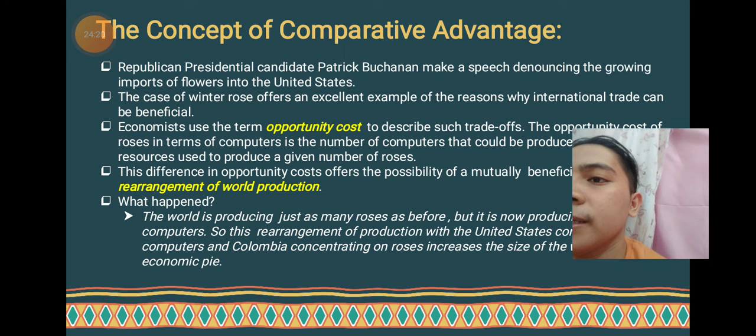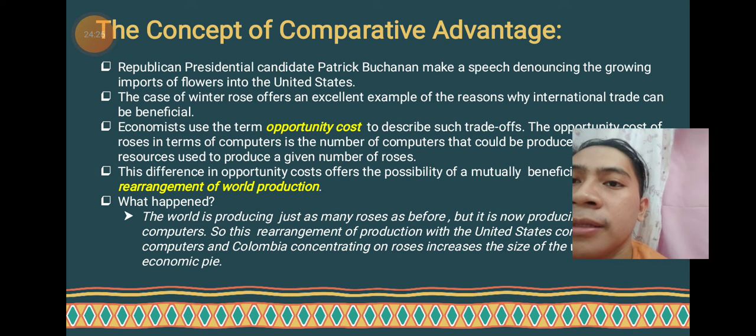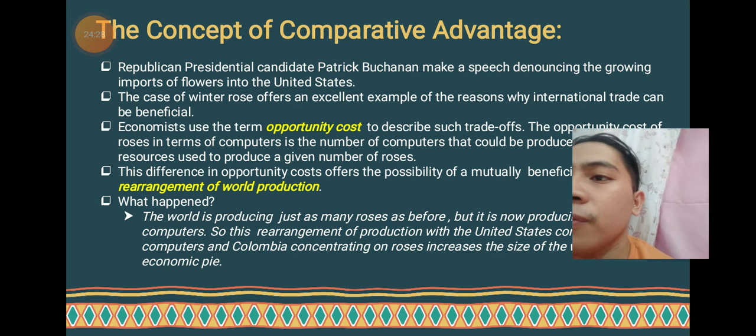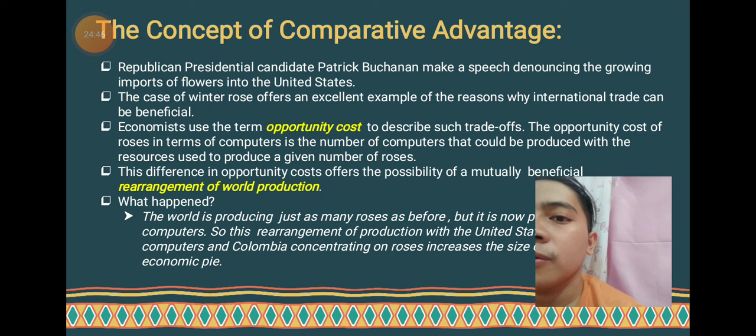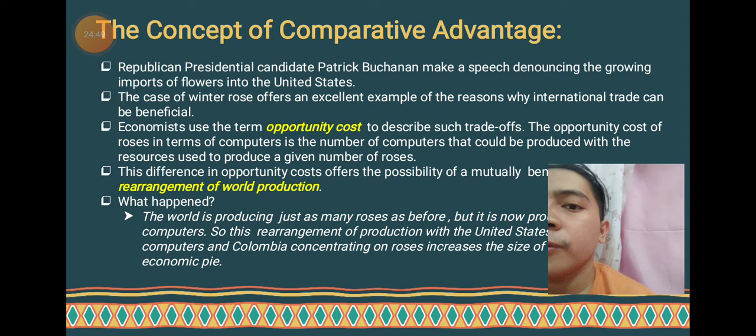Republican presidential candidate Patrick Buchanan made a speech denouncing the growing imports of flowers into the United States. Second, the case of winter roses offers an excellent example of the reason why international trade can be beneficial. Third, economists use the term opportunity cost to describe such trade-offs.